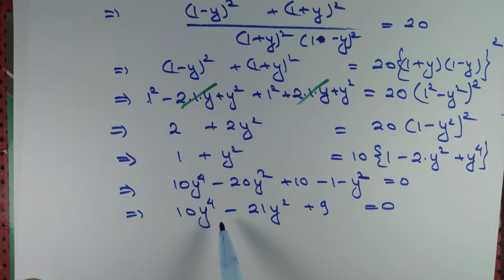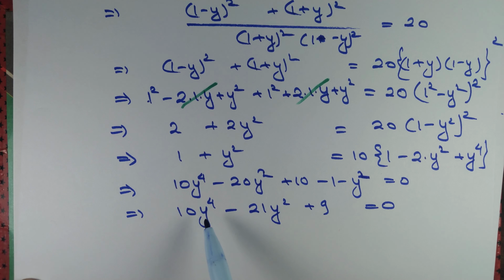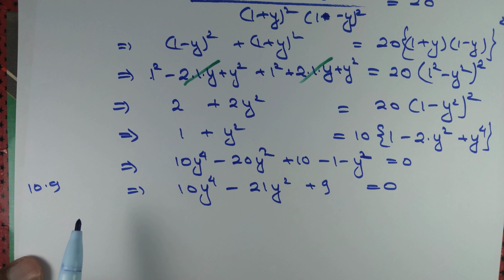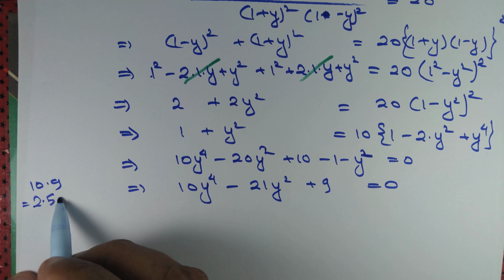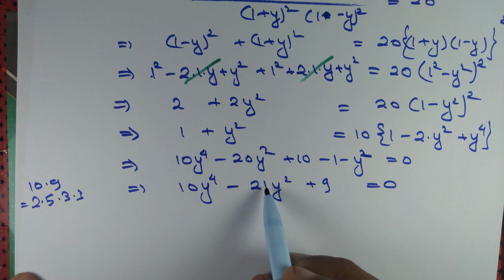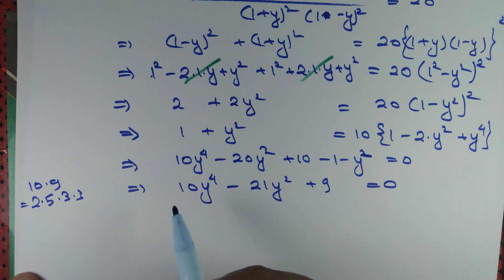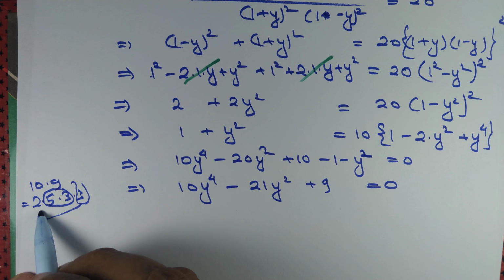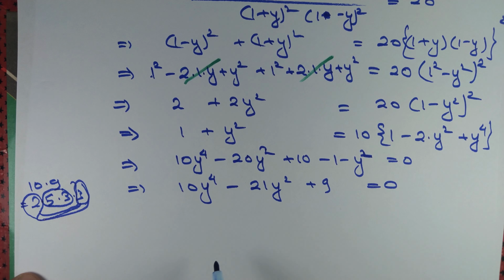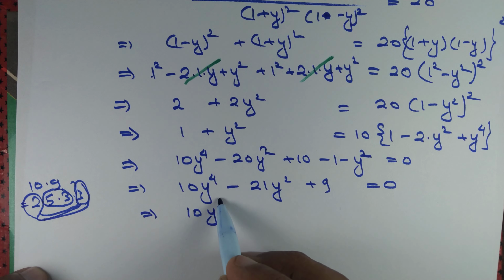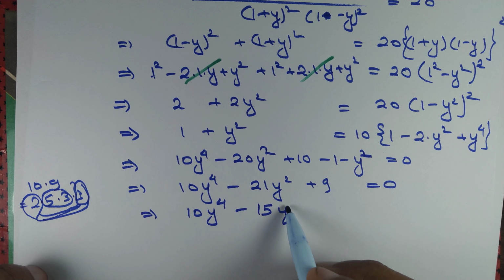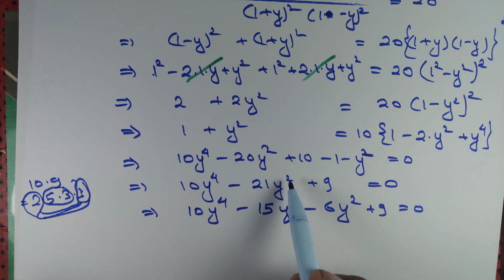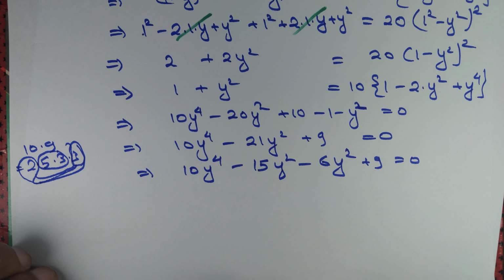So this is a quadratic equation in y square. Probably we can factorize it by splitting the middle term. You see 10 into 9 is equal to 2 into 5 into 3 into 3. We want the sum to be 21 and the product equal to 10 into 9. Observe that 15 plus 6 is 21. So that implies 10y to the power 4 minus 15y square minus 6y square plus 9 equal to 0. We want to factorize this expression by splitting the middle term.